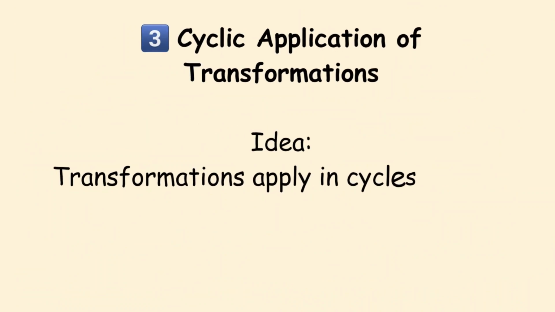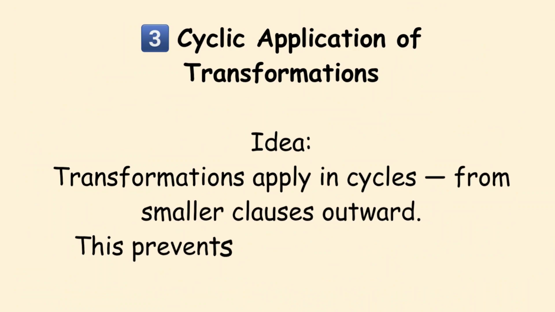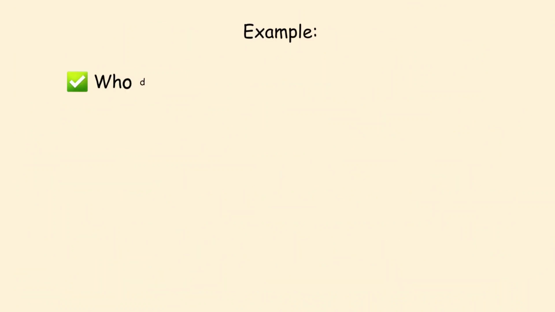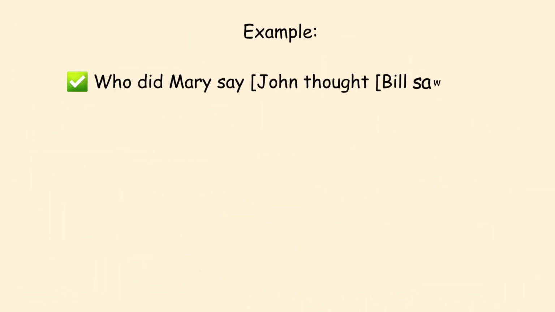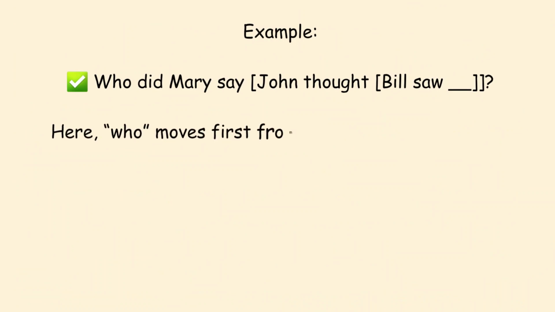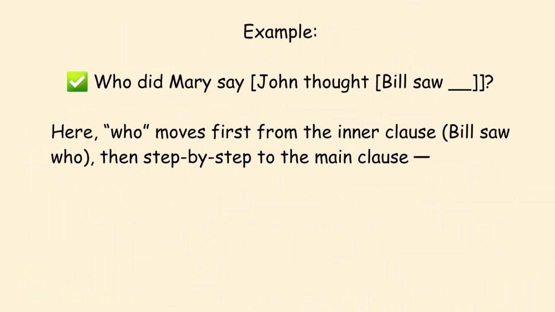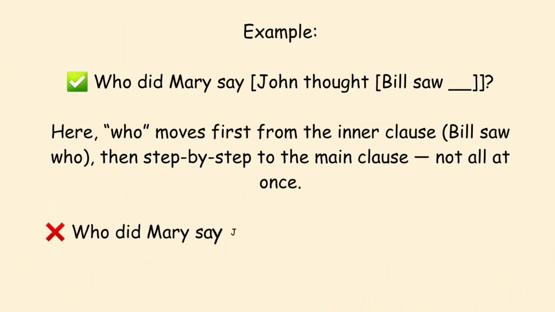Third, cyclic application of transformations. Transformations apply in cycles, from smaller clauses outward. This prevents skipping intermediate steps and keeps movement orderly. Example. Who did Mary say John thought Bill saw? Is correct. Here, who moves first from the inner clause, Bill saw who, then step by step to the main clause, not all at once.